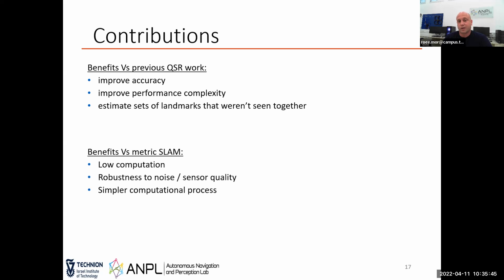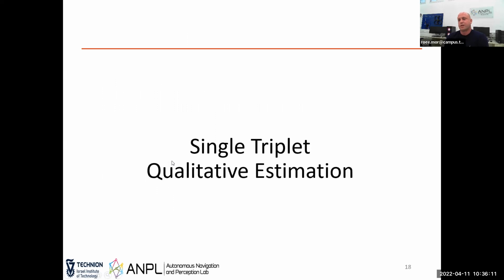When comparing to traditional SLAM, our method is still very low compute, and it should be robust to noise, and also uses a very simple computation process. So we hope it's going to be effective for low compute platforms like drones and small autonomous platforms. So we just now try to talk about the actual specific things we did in the research.